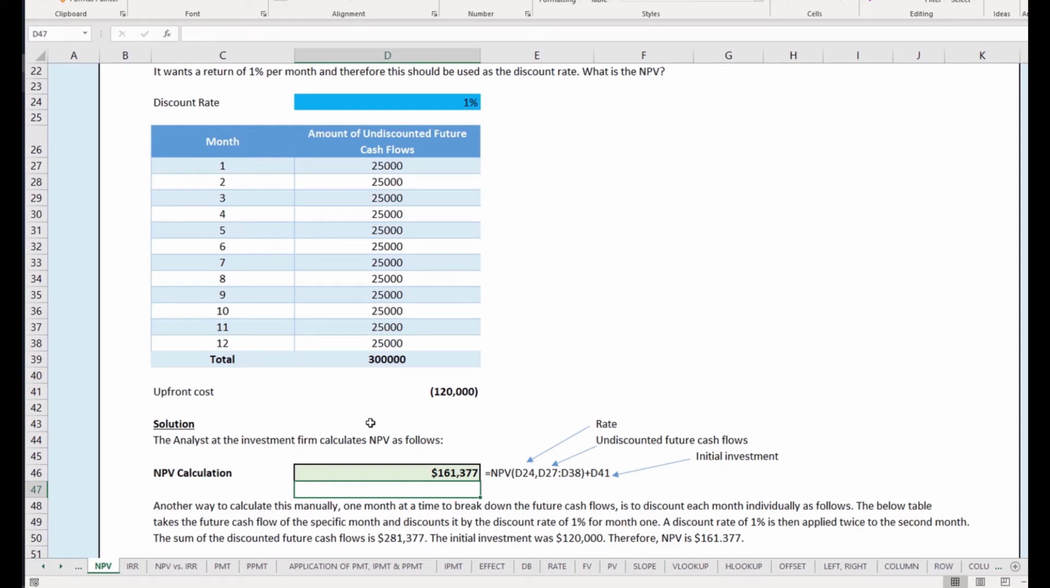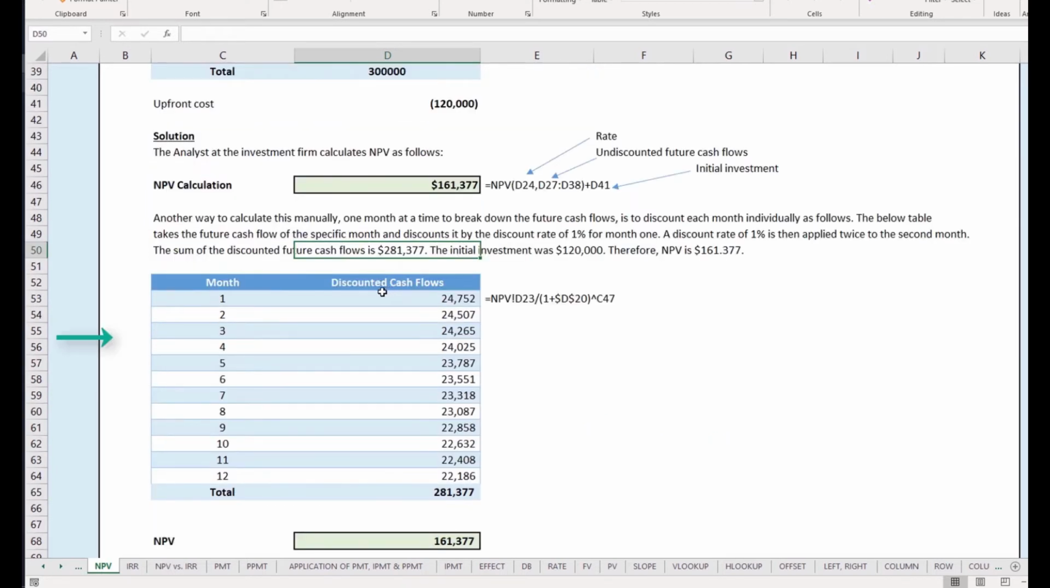Another way to look at this calculation and do it manually 1 month at a time is to break down the future cash flows. We can discount each month individually if we wanted to and still achieve the same result, just to prove that the formula is working. The below table takes the future cash flows of each specific month, which was $25,000 per month, and then discounts it by the 1%.